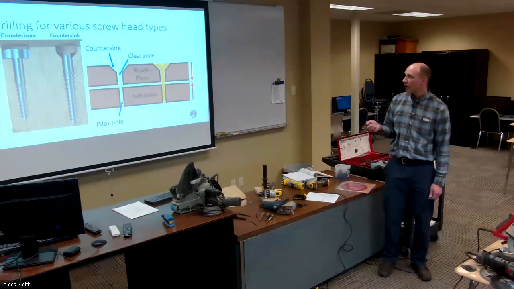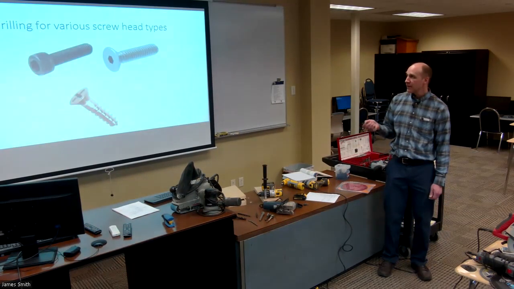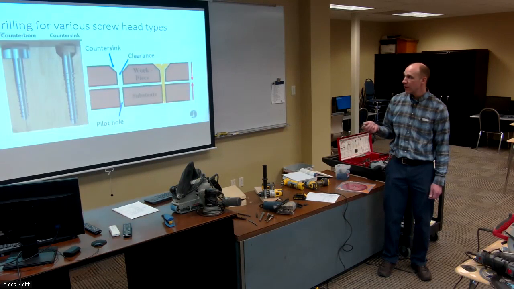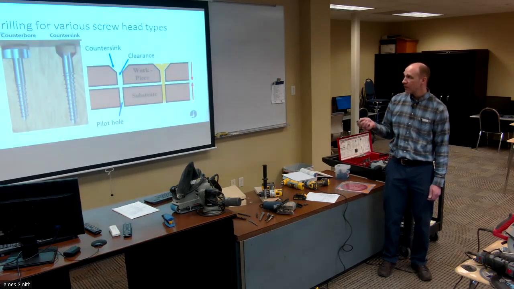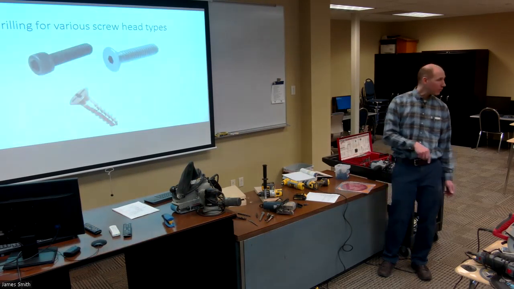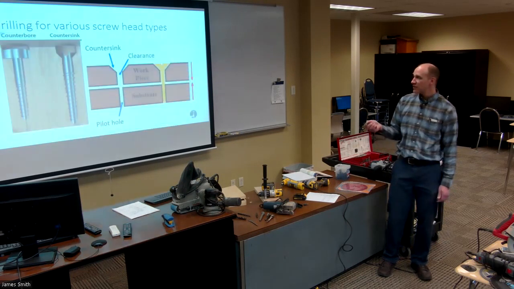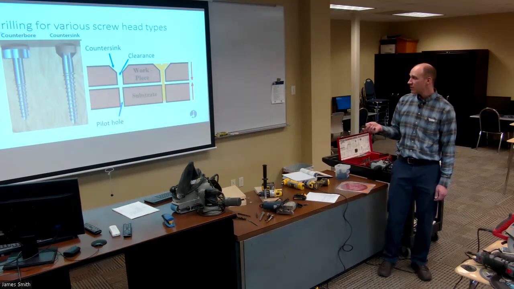For the Phillips head type screw, you're going to need a counterbore hole. For your flush head type screws, you're going to need a countersunk hole, meaning you've got an angle. Now, depending on if you're going to fill it with a plug or if you just want it to be flush, you may or may not need to counterbore that deep. But that might be an option too.